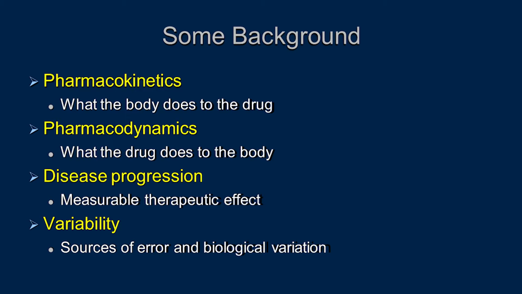We refer often, of course, to pharmacokinetics, which in a very simple way is what the body does to the drug. And to place this in the proper context, we'll also sometimes talk about pharmacodynamics, which is what the drug does to the body. This is all in the context of temporal disease progression and the measurable therapeutic effect that a drug has the goal to modify. Running alongside this in the background is the idea of variation. The data that we measure are subject to noise and variability, so they're not necessarily a perfect picture of the biological system that we are trying to estimate and to study.